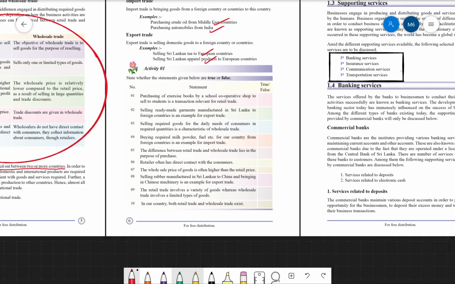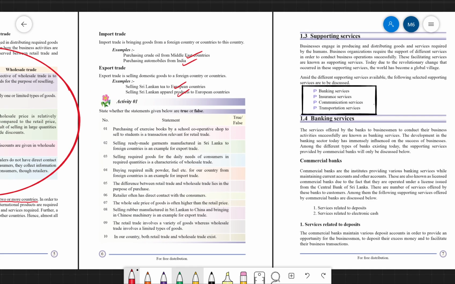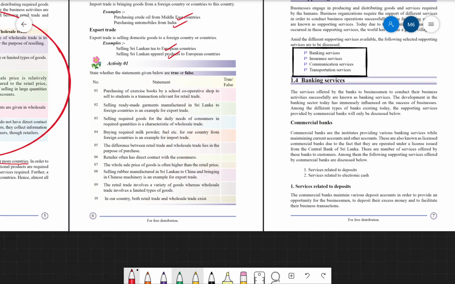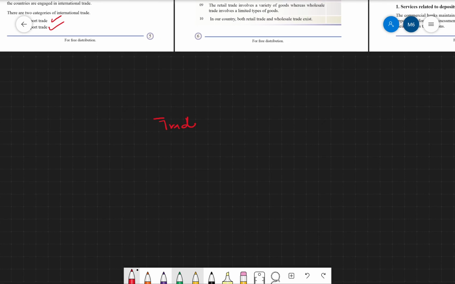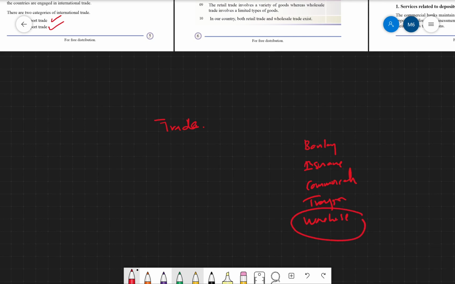Students, I'll be focusing on supporting services in the next chapter. I'll just introduce what supporting services are here. Now you know what trade is: the process of buying and selling. But without certain services such as banking, insurance, communication, transportation, as well as warehousing, which means storage, which is not mentioned in your textbook, you cannot do trade efficiently.